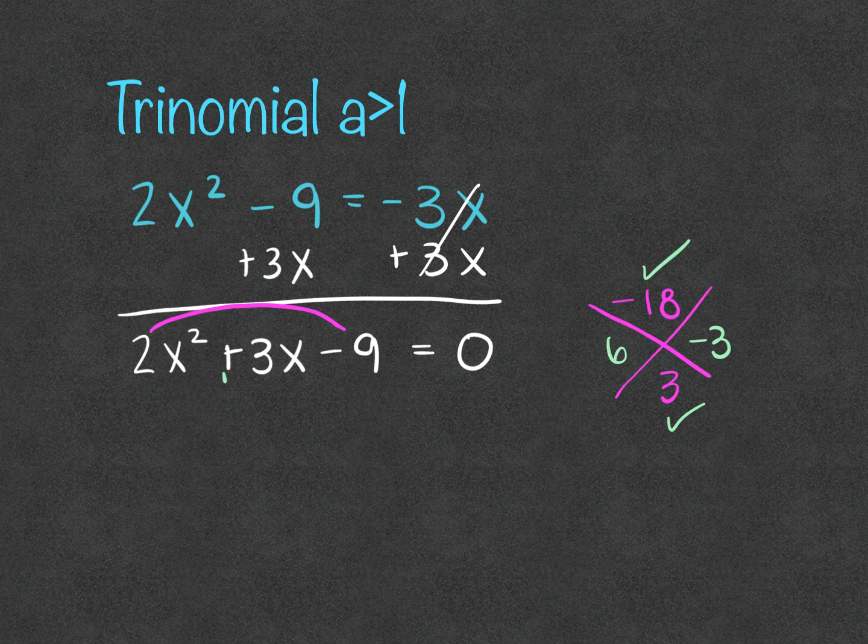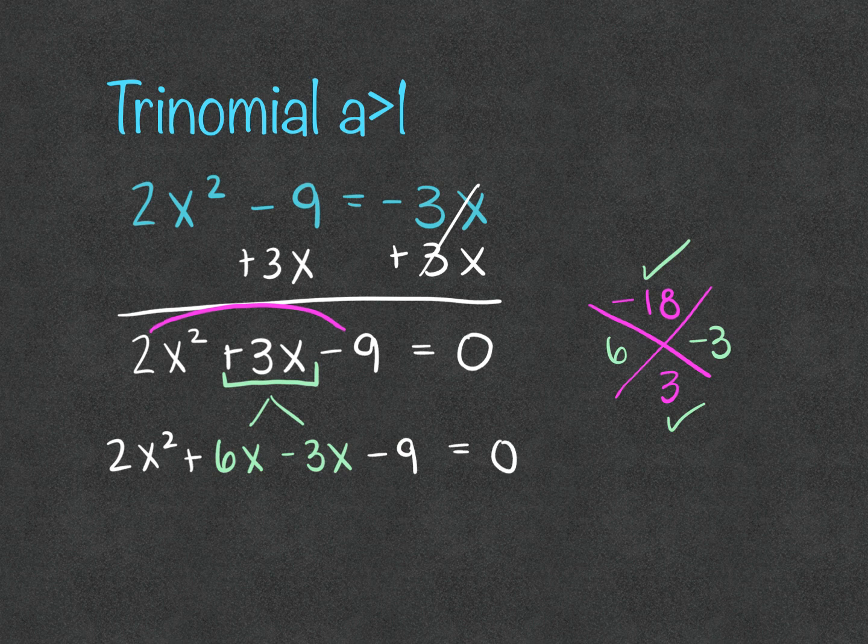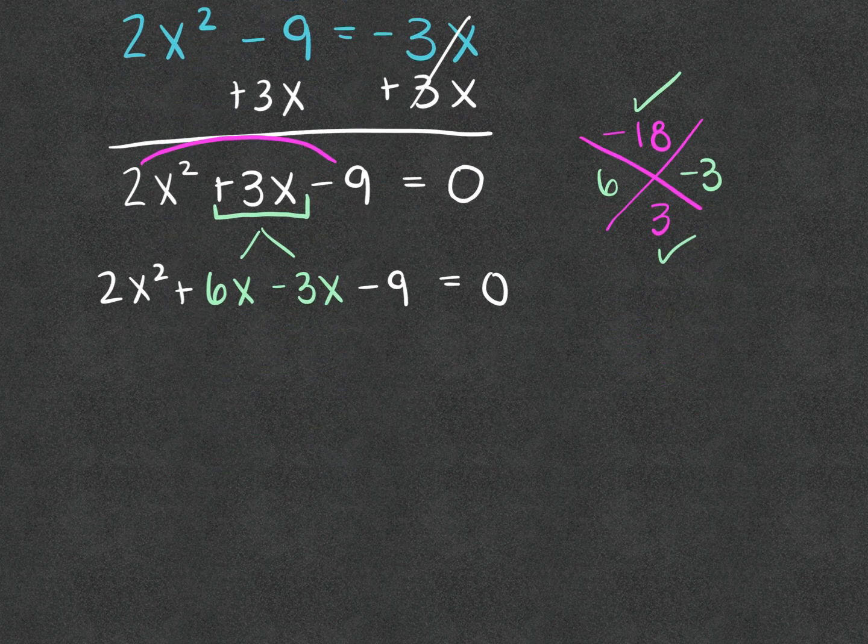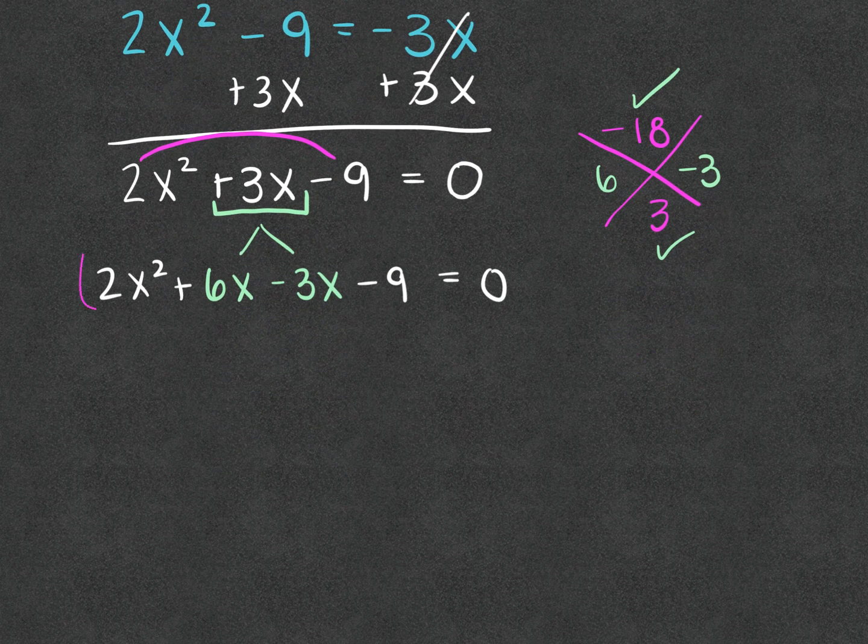So in this one, this is where we split the middle. So I'm taking my 3x, and I'm splitting that to be 6x minus 3x. Okay, and then I'm bringing down my other two terms. Now from here, we do our grouping. So we're grouping our first two and our last two.